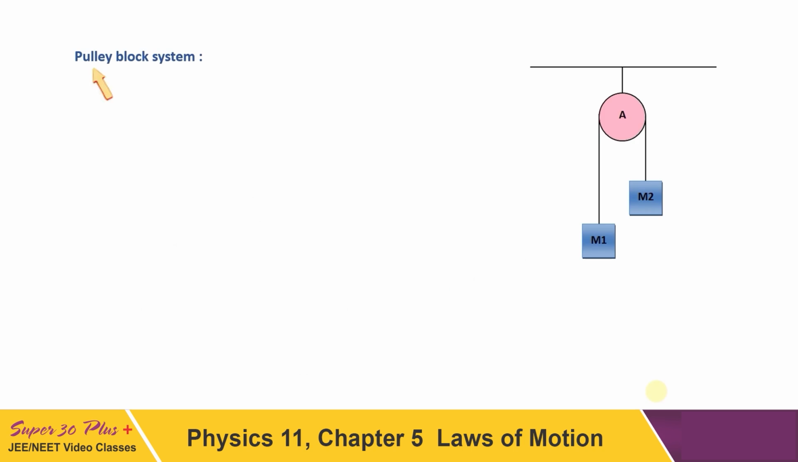One other very common system is the pulley block system. In this system, one or more pulleys will be attached with a number of blocks. What we have to consider is, generally the pulley will be massless, so there should be no mass consideration for the pulley, and since it is massless, on both the sides the tension has to be considered the same.